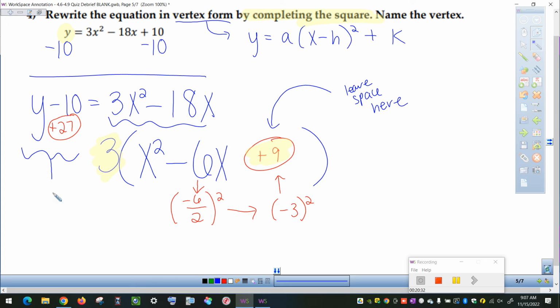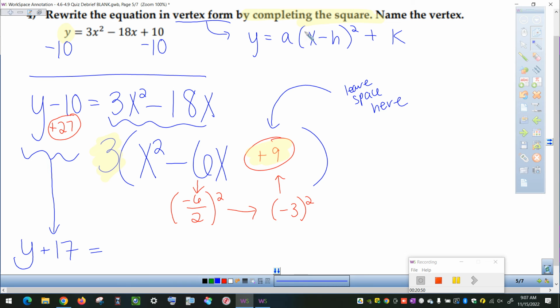All right, let's keep going with this here. The left side is going to be easy for us to simplify. We still have the y in front, but now we're doing negative 10 plus 27. That's the same thing as 27 minus 10. So that's going to be positive 17. So that's the new version on the left.